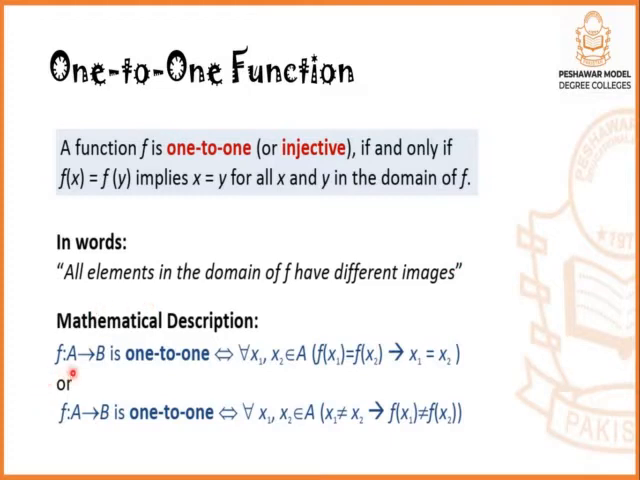Mathematically, if f is a function from A to B, if we want to check it is 1-1, then it will be 1-1 if and only if for all x1, x2 belongs to A, f of x1 is equal to f of x2 implies x1 is equal to x2. This shows that the range cannot repeat.